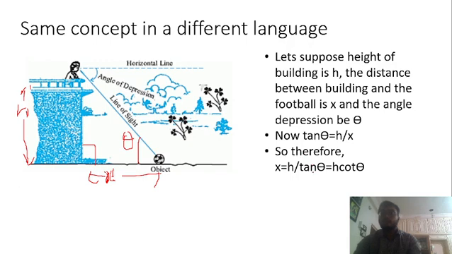tan theta. I told you that we need to remember cot theta is 1 by tan theta. So 1 by tan theta is equal to cot theta. So x is equal to h cot theta.